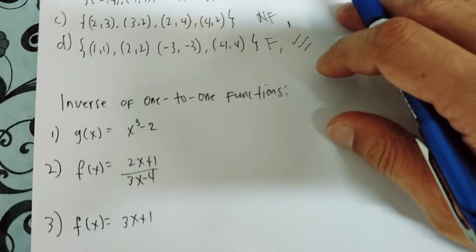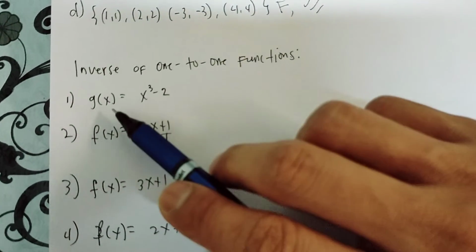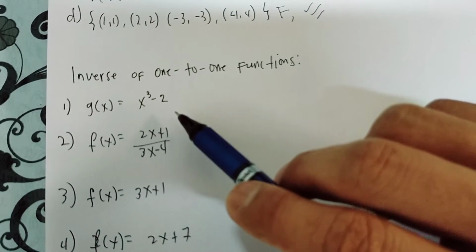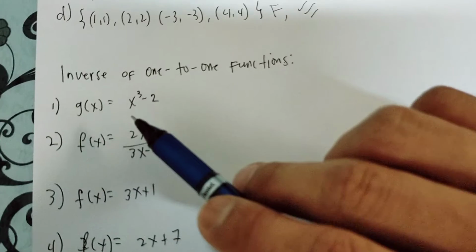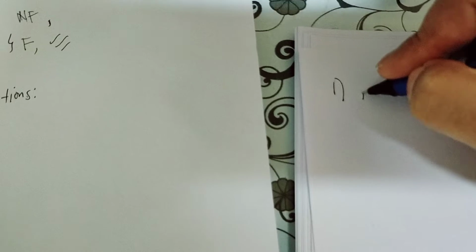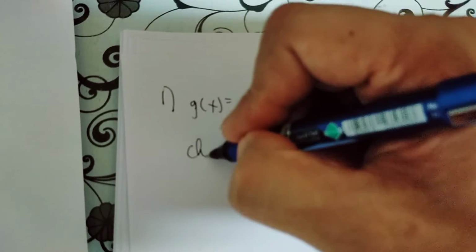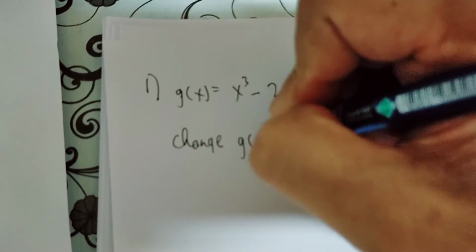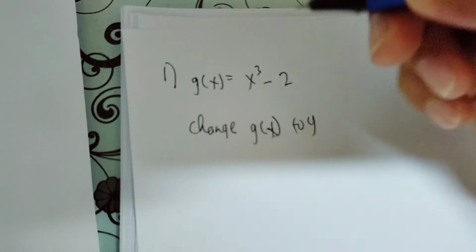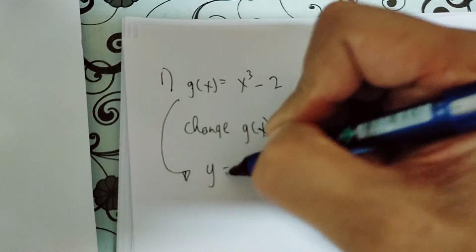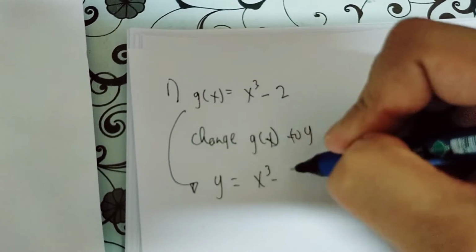Okay? So let us solve. What is the inverse of g of x equals x cubed minus 2? Ibig sabihin, ito ay one-to-one function kasi may inverse siya. Okay? So, what are the steps? First step, number 1, let us copy. g of x is equal to x cubed minus 2. So, our first step is change g of x to y. So, from here, g of x will become y is equal to x cubed minus 2.